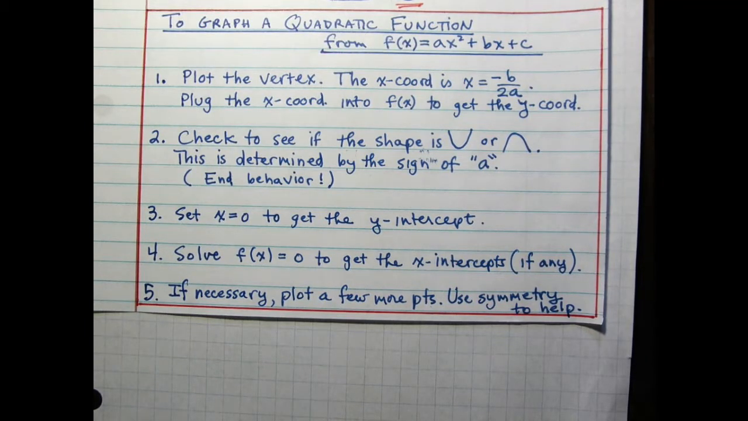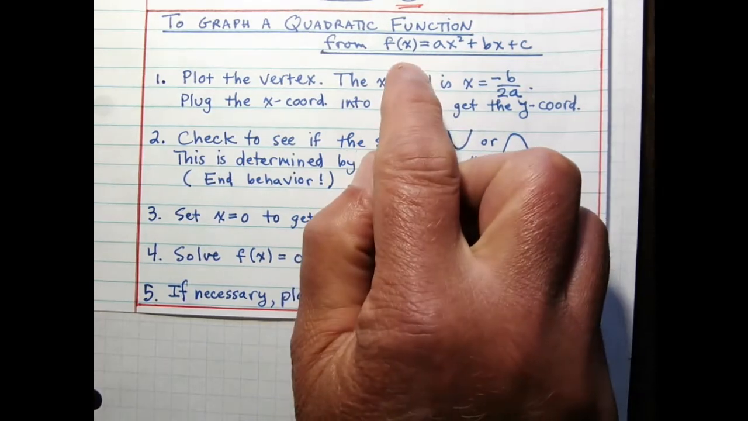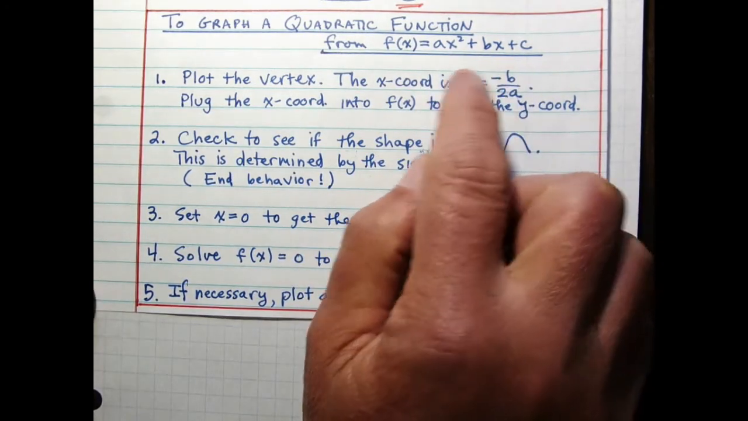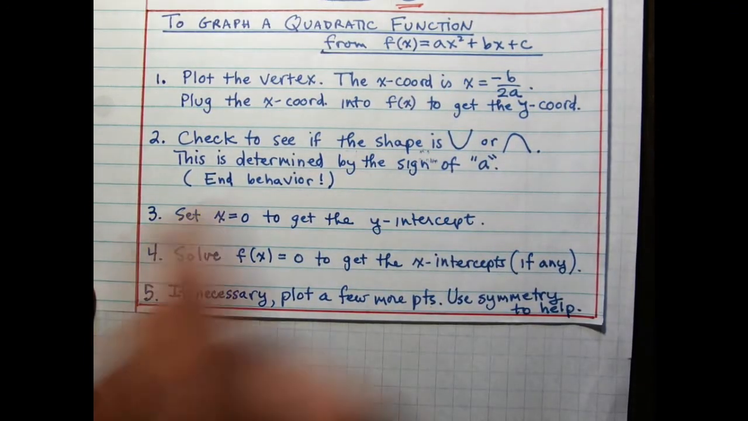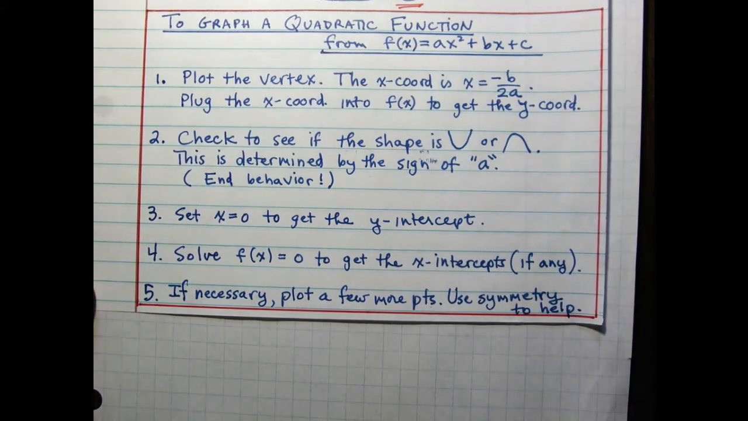Now we're going to go over the steps we're going to follow to graph a quadratic function. And then we'll do an example. We are most interested in this form, the f of x equals ax squared plus bx plus c form, that unfortunately our textbook does not call the standard form. Personally, I think of this as the standard form, but our textbook does not.